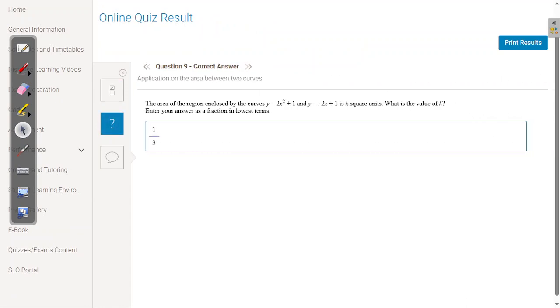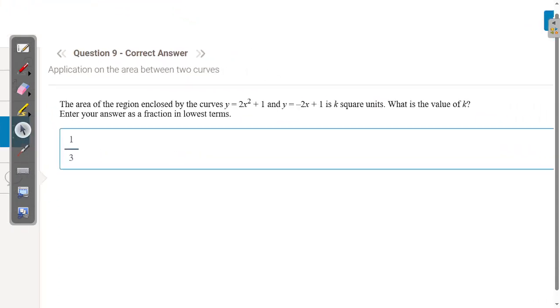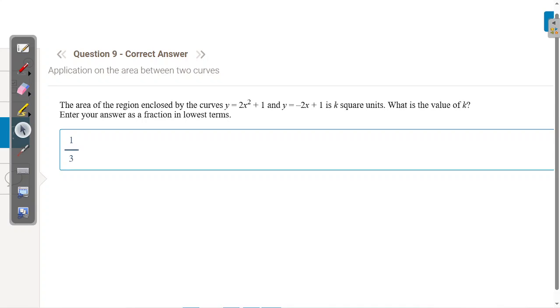Okay, this is a tricky one. You have to find the area enclosed by two curves, and they didn't graph it for you. You have to graph it yourself. So we have to graph these two curves, so we know what to integrate and what to do. So let's graph them.